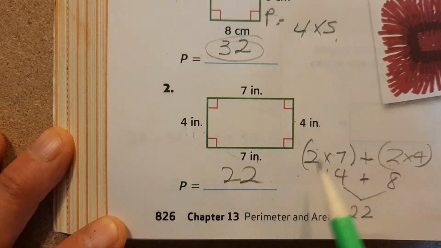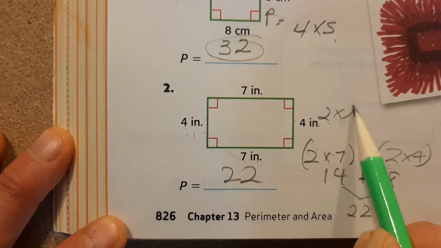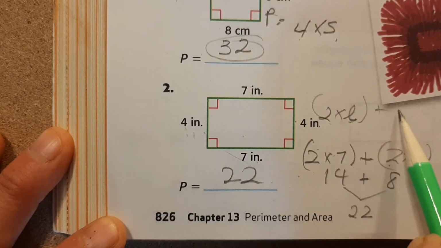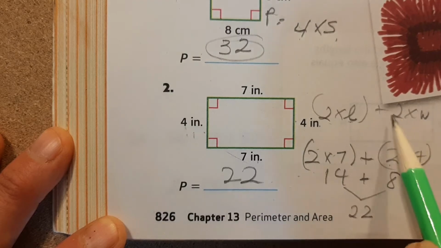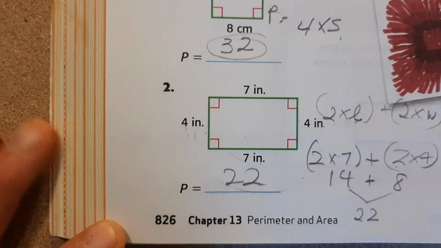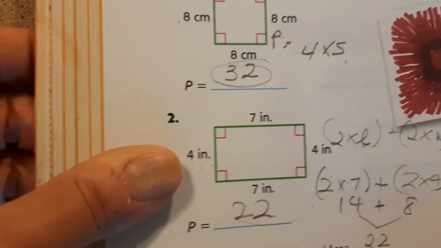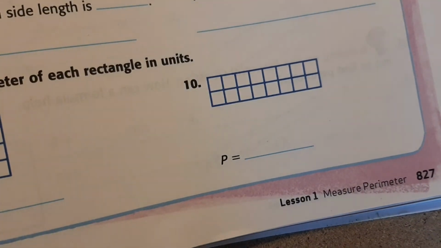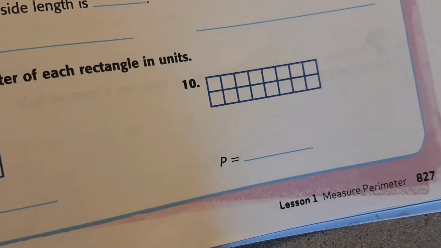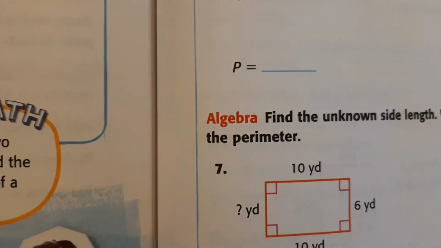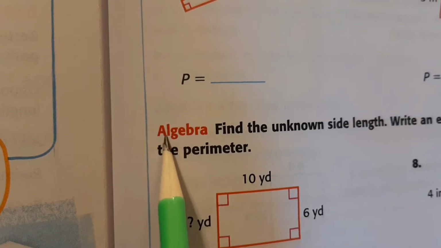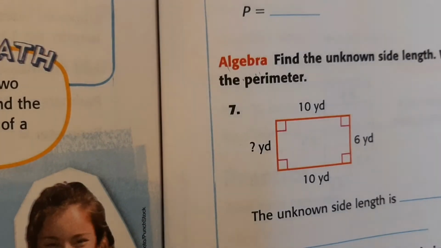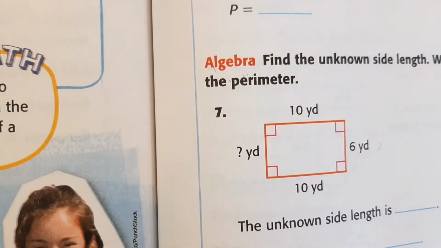You can either do it with the formula, 2 times L, and we put that in cursive so you don't think it's a 1, plus 2 times W, or you can just add it up. So you are going to do 827 on your own. Now be careful, because for this one, it says find the unknown side length. Well, that's so easy because you know about opposite sides.